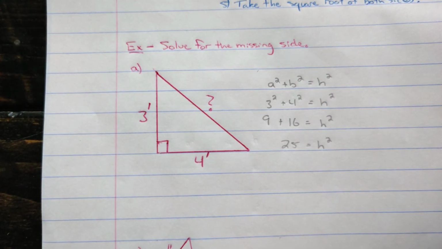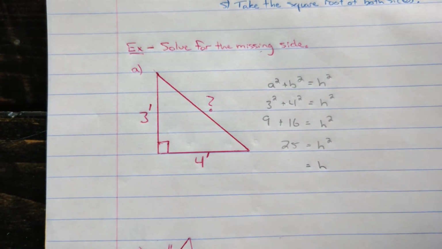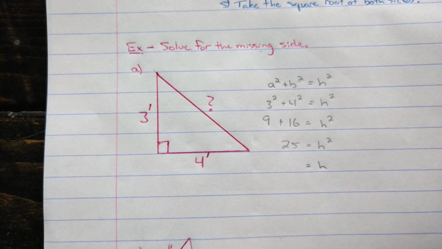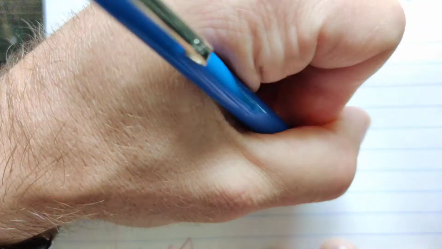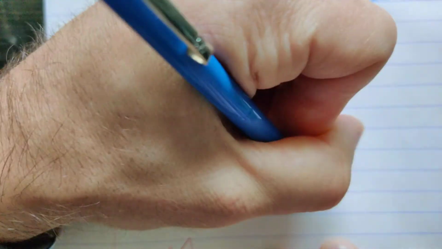So h squared is 25. How do I get from h squared? I don't want h squared, I want h. I want the side length h. Well, to do that, I have to take the square root. So I got to take the square root of h squared.